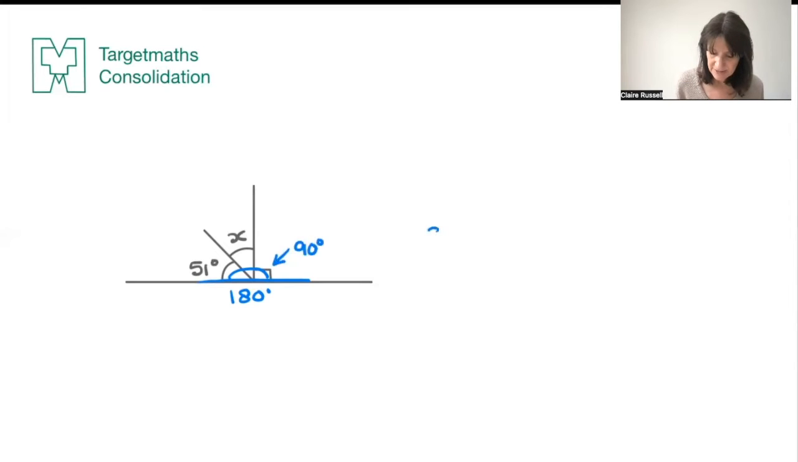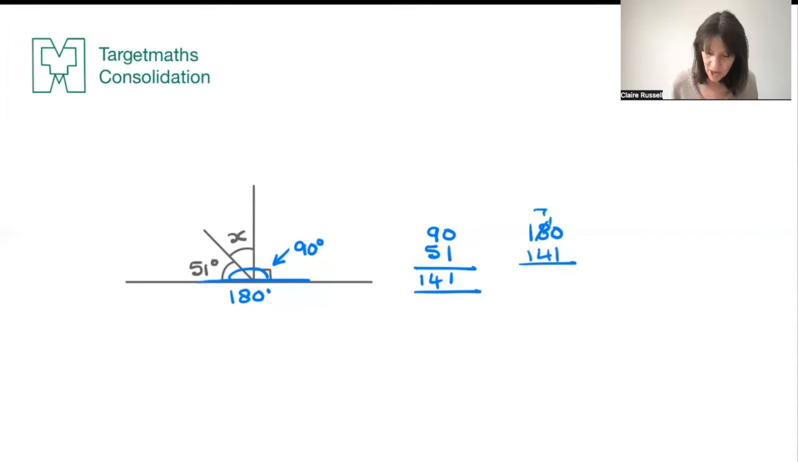So I'm going to add the angles I know together. So 0 plus 1 is 1, 9 plus 5 is 14. So I know that they total 141. Take that away from what I want the whole thing to add up to, which is my 180. Okay, so 0 take 1 can't do. So I've got to take 1 from next door. 10 take 1 is 9. 7 take 4 is 3. 1 take 1 is gone. So my x is 39 degrees. And if you got that right, fabulous, well done.